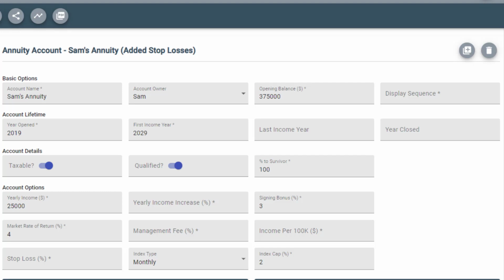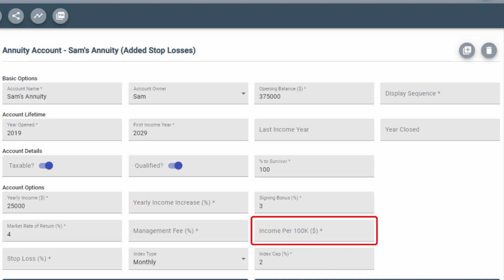Finally, the attribute labeled as income per 100,000 is optional and only used for annuity accounts. Using the income table provided by the annuity provider, determine the yearly income that the account would produce for a $100,000 investment based on the number of years in the accrual period. When this value is entered, it is multiplied by the initial investment amount you specify for the account. As you adjust the size of the initial investment, the yearly income amount will adjust automatically.